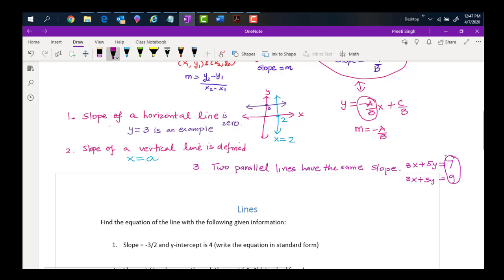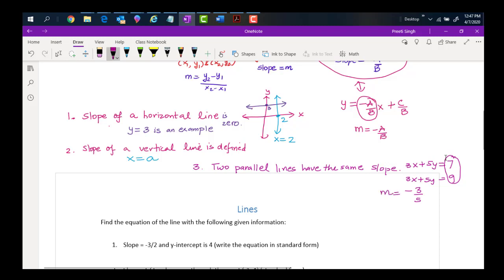So the x coefficient and y coefficient, if I'm writing in the standard form, must be the same. 3x plus 5y equals 7, 3x plus 5y equals -1, and so on. All of these will be parallel lines. So these slopes are same. Slope of both of these lines is -3/5. Divide the coefficient of x by the coefficient of y with the negative.